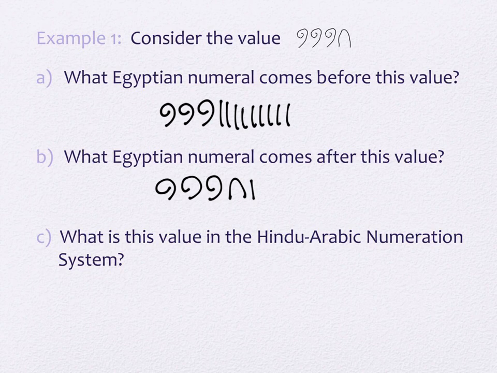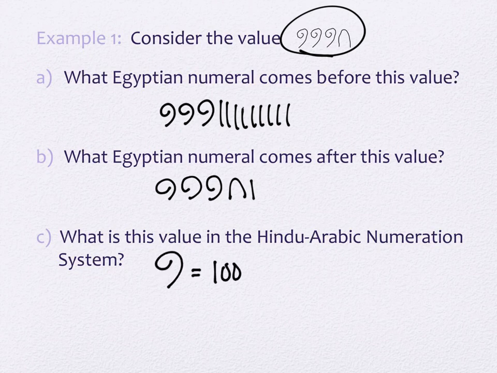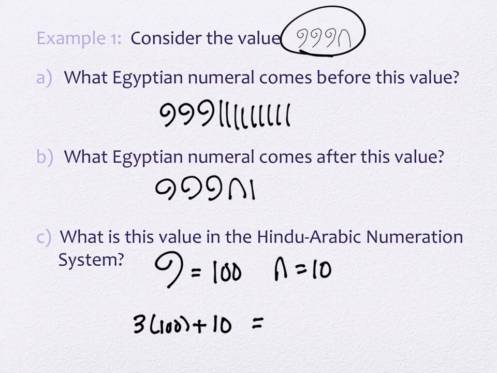Now what we're going to do is find out what this number, the original number we were given, is in our system. We've already talked a little bit about it because we said that the scrolls are worth, that's not a very good scroll, it looks like a 9. Let's try that again. Oh my goodness. There we go. The scroll is worth 100 and the heel bone is worth 10. So we have 3 scrolls, so that's 3 hundreds. And we have 1 heel bone, that's 10, for a total of what? 310. Nod your head if that's all good.